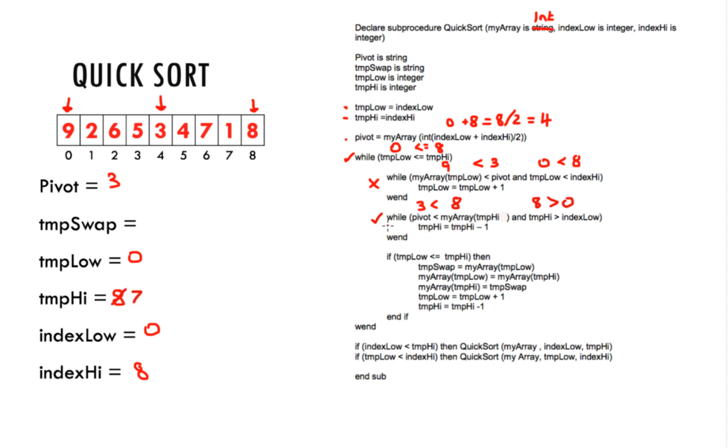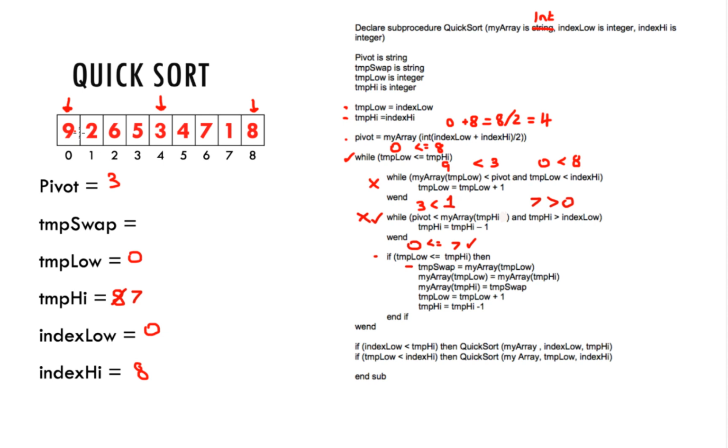Because we're in a while loop, we have to go back up and reevaluate the condition. So now we say while the pivot point of 3 is less than whatever's at position 7, because that is temp high, that gives us the value of 1, and 7 is greater than 0, we actually fail that condition because 3 is not less than 1. So now we skip on and evaluate the if statement. It says if temp low, which is 0, is less than or equal to temp high, which is 7, and that turns out to be true.